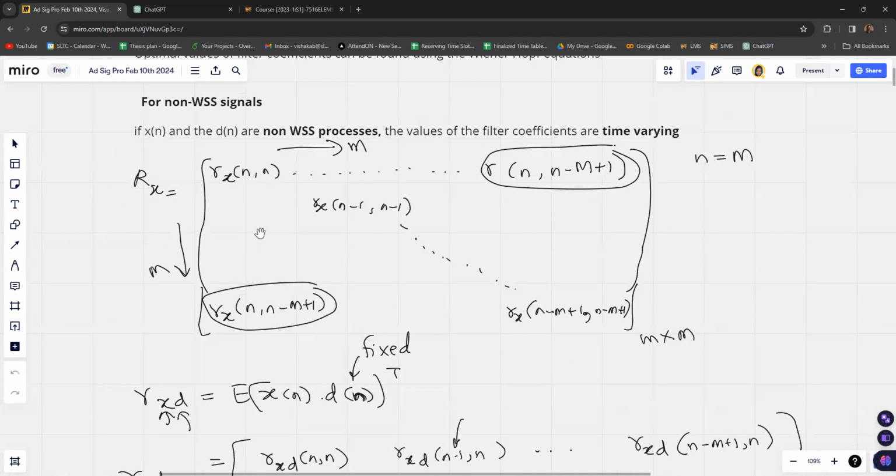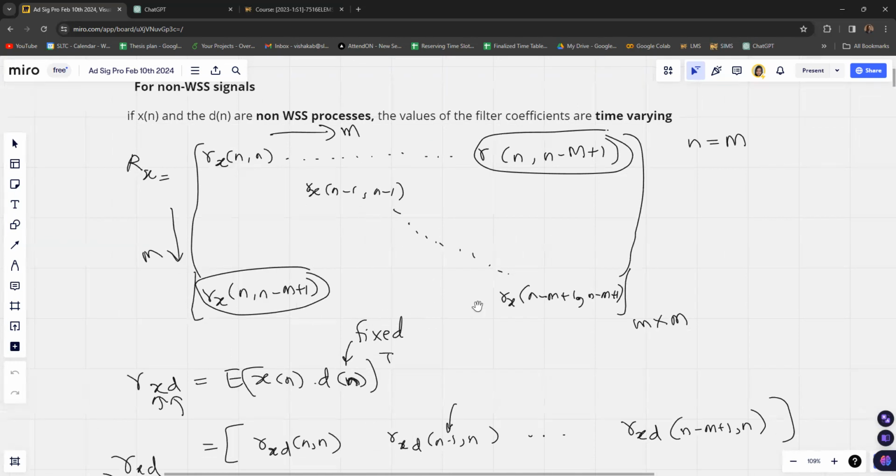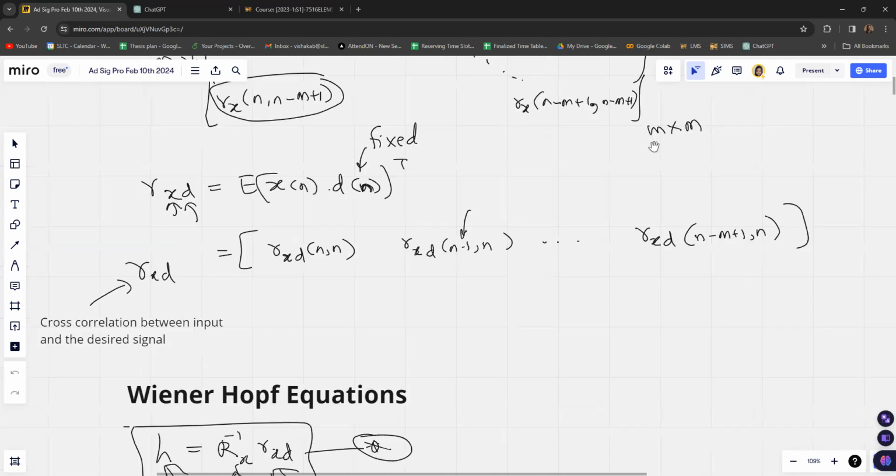So when we consider non-WSS signals or non-stationary signals, we derived a matrix to denote the autocorrelation of the input signal. This matrix considers a finite length of the input signal, and the finite length consists of about M number of samples, and we form this matrix.